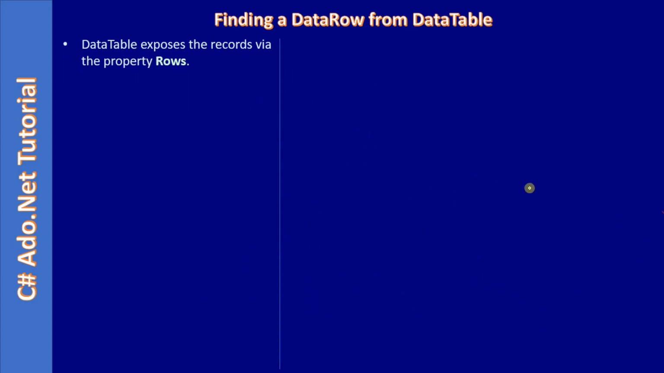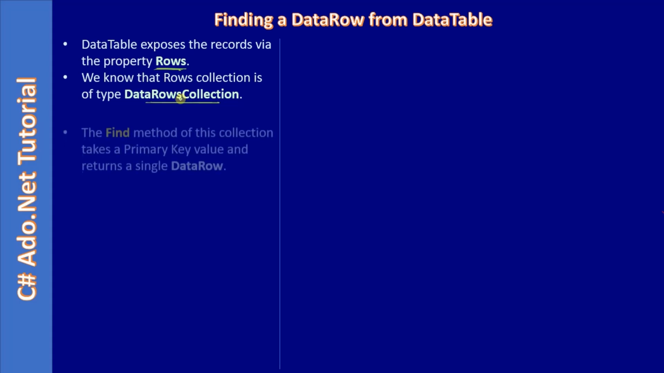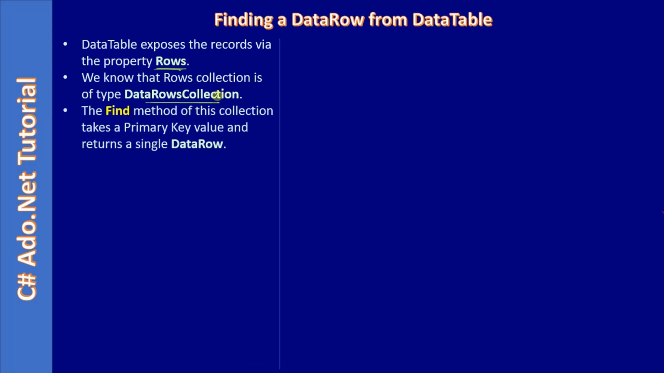Data table exposes records via the property rows, right? So from data table you can access a collection of all the records using the rows property. We know that rows collection is of type data rows collection, right? You can iterate through this data rows collection and you can read single row. We already saw these rows collection in our course.